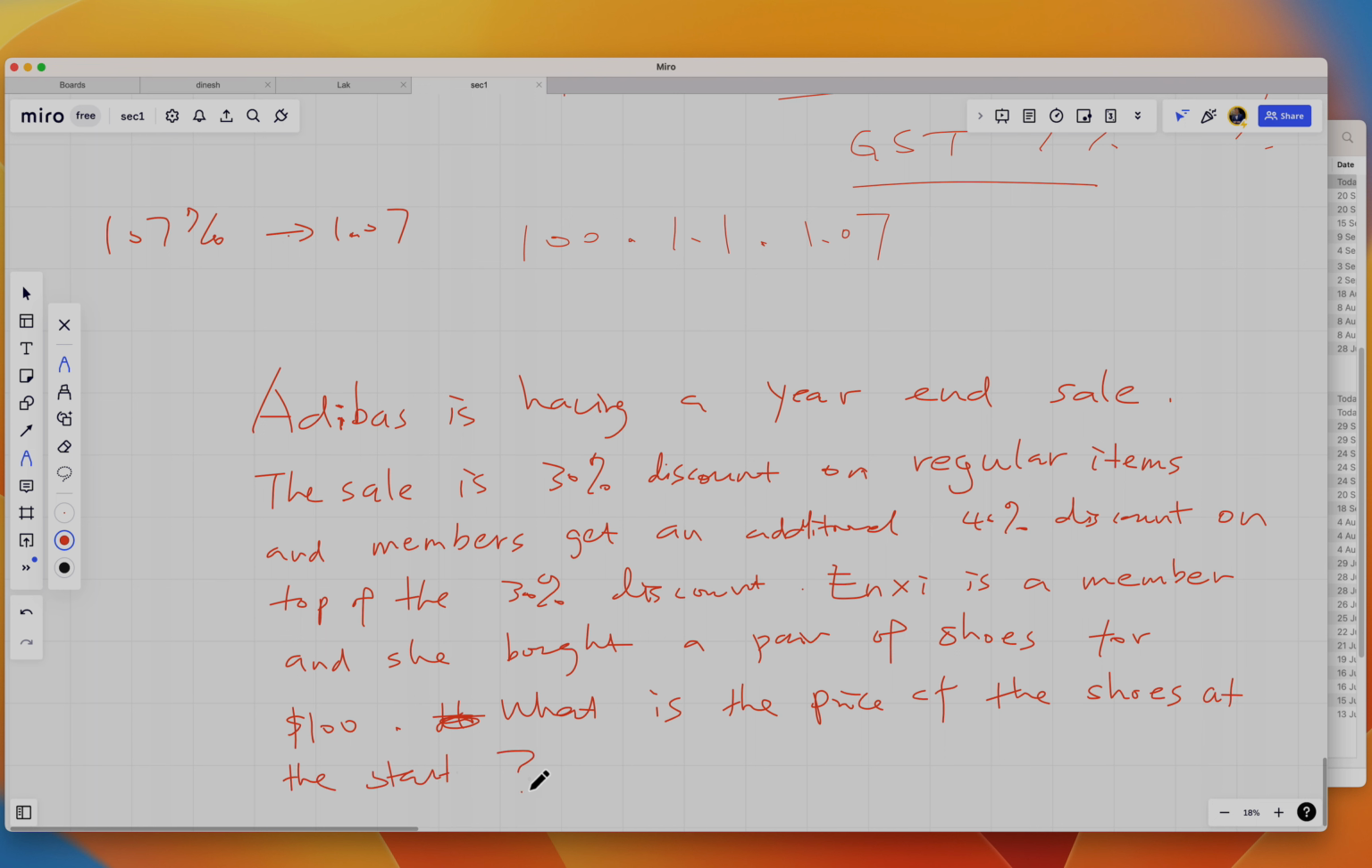Okay, what about this question? How do you do this question? It's a 30% discount on regular items, and members get an additional 40% discount on top of the 30% discount. Sing is a member, and she bought a pair of shoes. Use my approach. Just let the price of the shoes at the start be X.